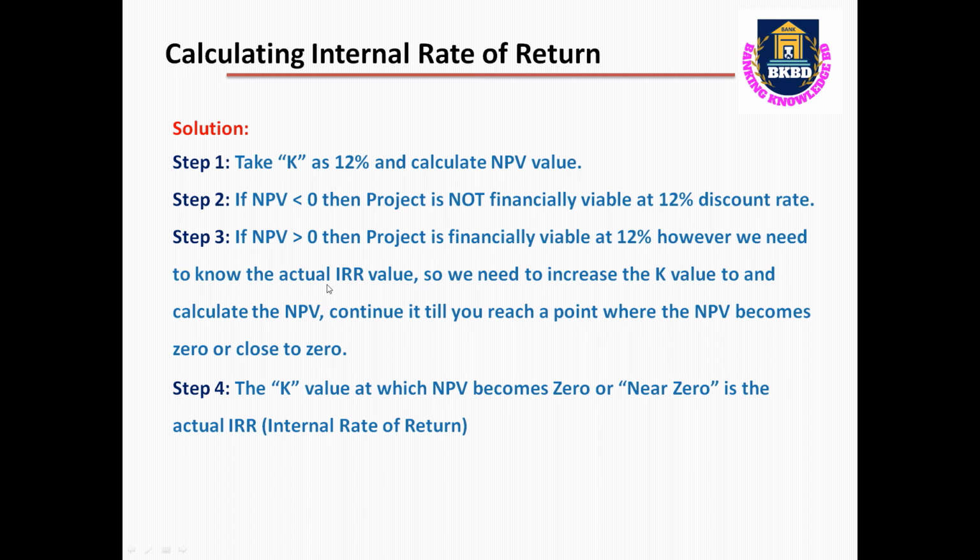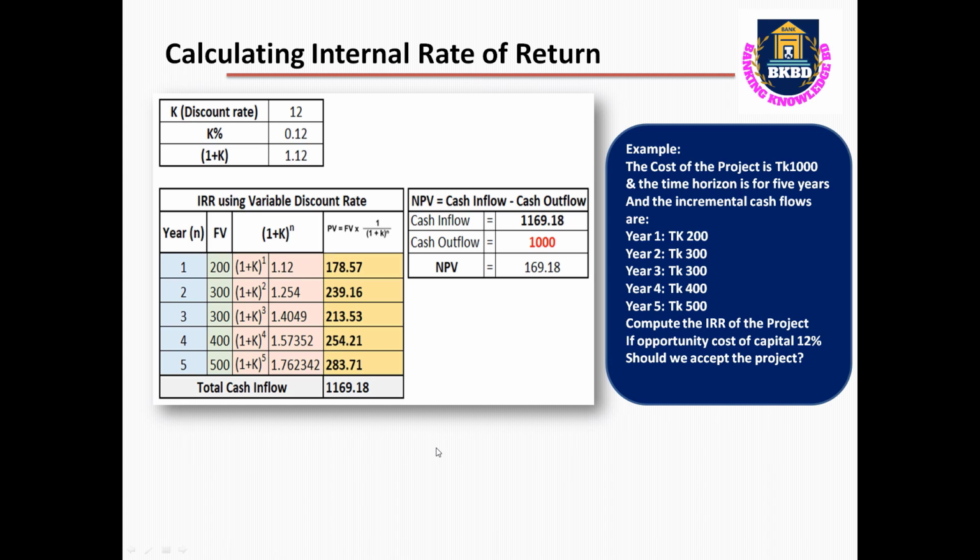However, we need to know the actual IRR value, so we need to increase the K value and calculate NPV, continue it till you reach a point where NPV becomes 0 or close to 0. Okay, step 4, the K value at which NPV becomes 0 or near 0 is the actual IRR, or internal rate of return. So there is a math.